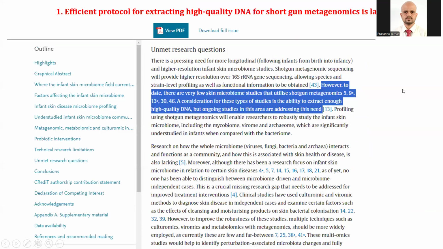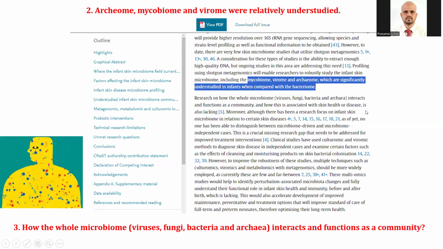So the first question I encountered while reading: I was really surprised to see there is no efficient protocol for extracting high quality DNA for shotgun metagenomics from skin samples. But the logic is understandable, because it's not a nutrient agar. The skin has its own chemistry, and the bacterial biomass in the skin is relatively lesser compared to gut surfaces. So this is the first thing. So here is a choice: we can develop a protocol for extracting high quality DNA from skin samples.